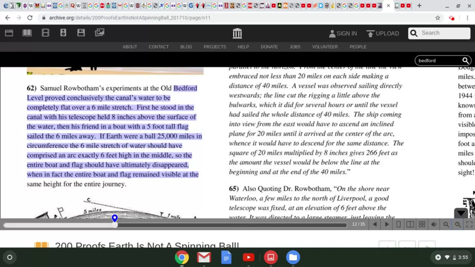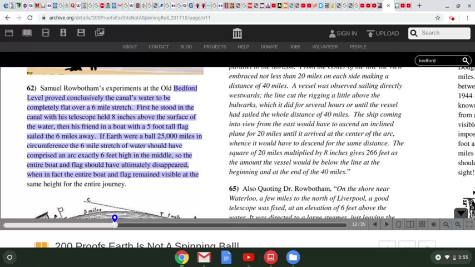Water never curves. Water never curves. Show me an experiment with water curving. Water's always level. Water's always flat. Again, it's called sea level, not sea curve.